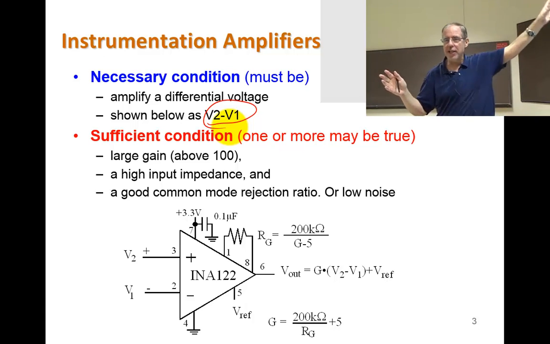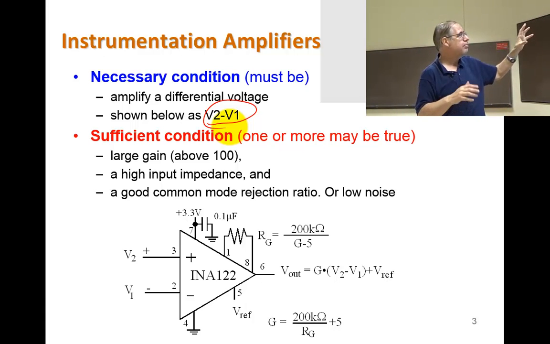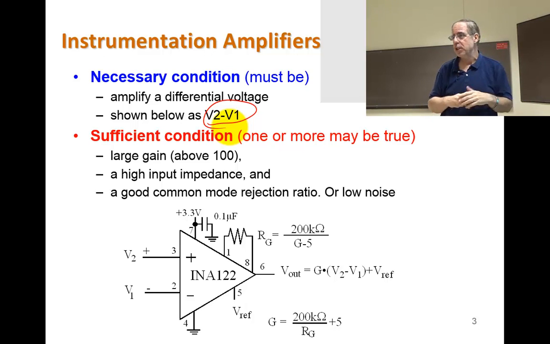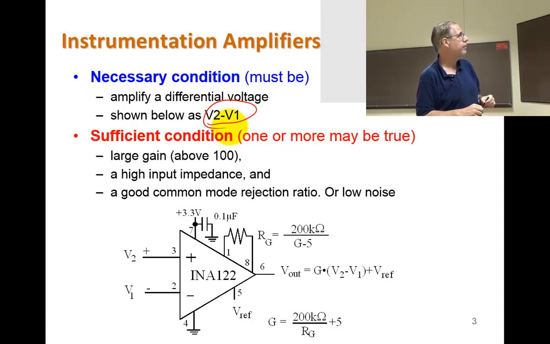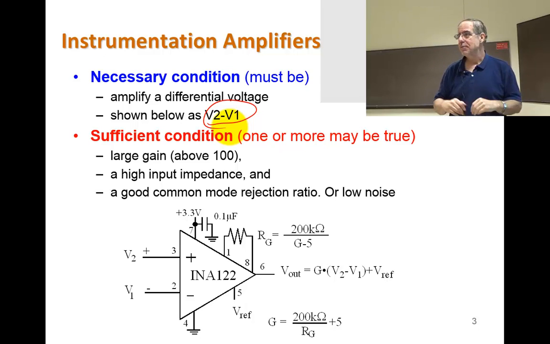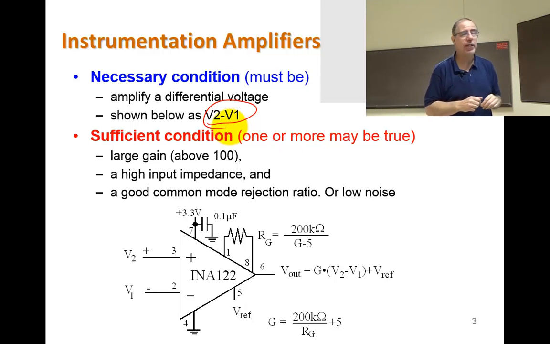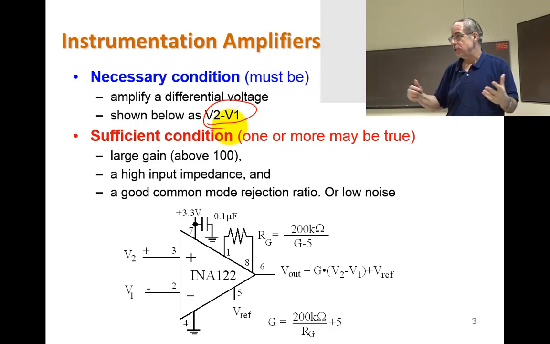Okay? So we have one necessary condition and then multiple, one or more of which must be true in order for us to require using this expensive chip. Okay, so this is an expensive chip. We got a bunch of them. You can have one. If you need differential and large gain, this is your friend. If you need differential and large input impedance, this is your friend.